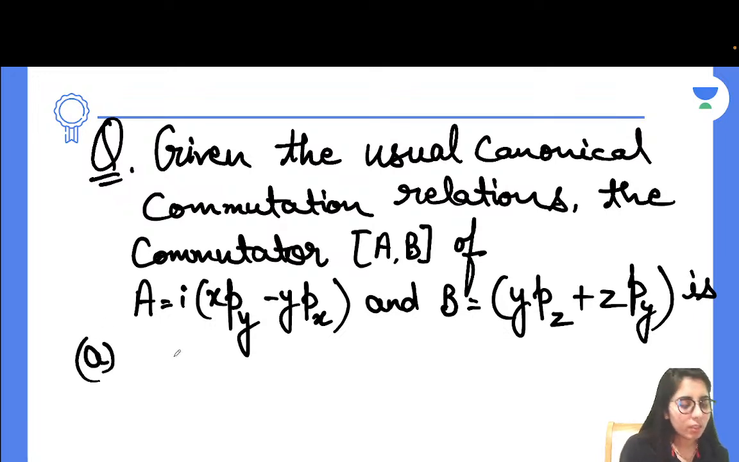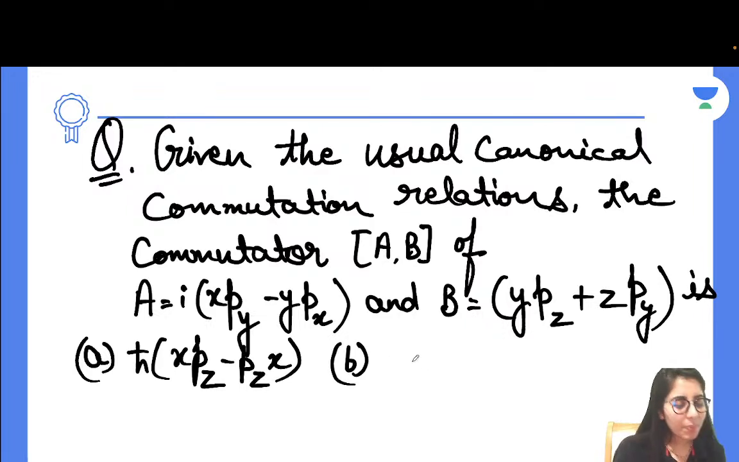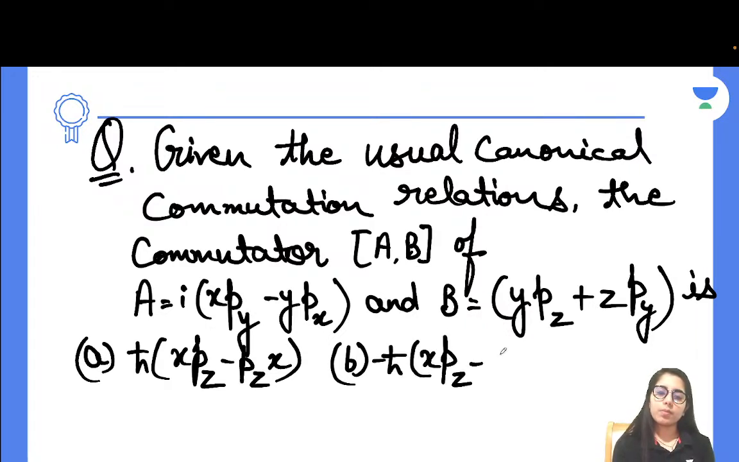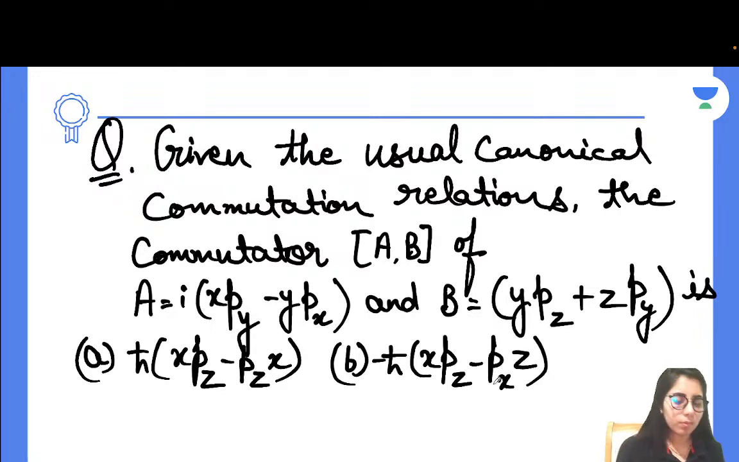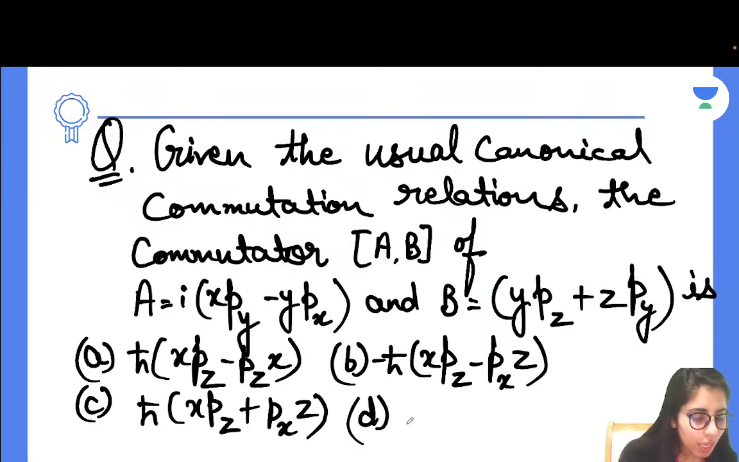Options are: A, i h bar (x p_z minus p_z x); B, negative i h bar (x p_z minus p_x z); option C says i h bar (x p_z plus p_x z); option D says negative i h bar (x p_z plus p_x z).